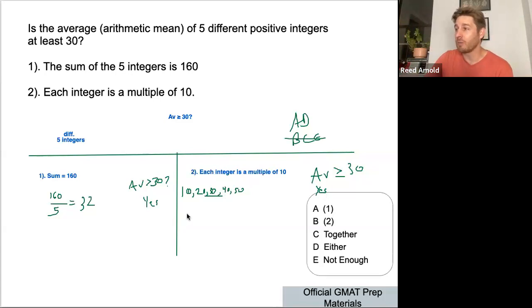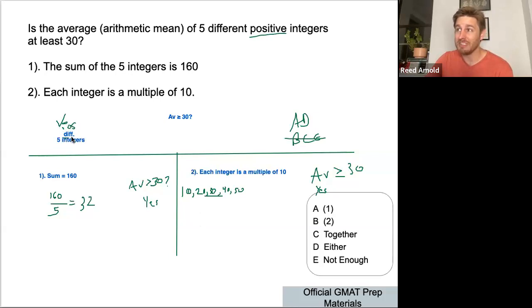Maybe the first thing you did was like, well, what if it's negatives? What is, negative 50, negative 40, negative 30, negative 20, negative 10, all those negative numbers. Well, then the average would be less than 0 even, but they tell us it's positive. I didn't even write that down. We have to know that they're positive integers here.